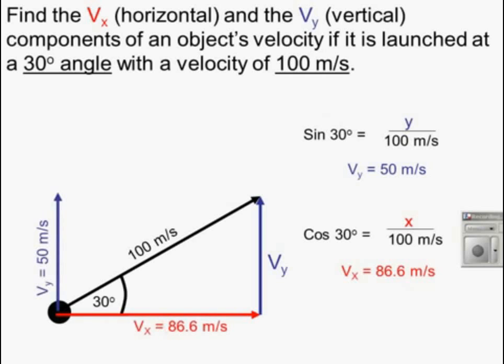So I'm just going to slide that velocity over there to the left. That means that ball is moving up initially 50 meters per second and to the right 86.6 meters per second.